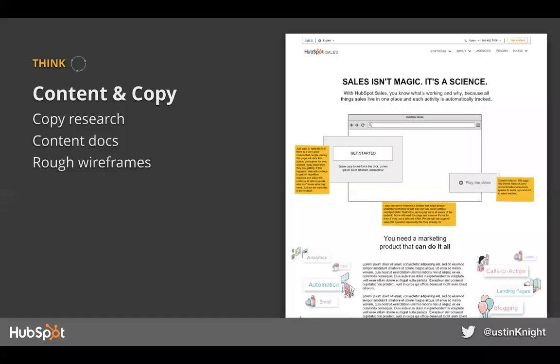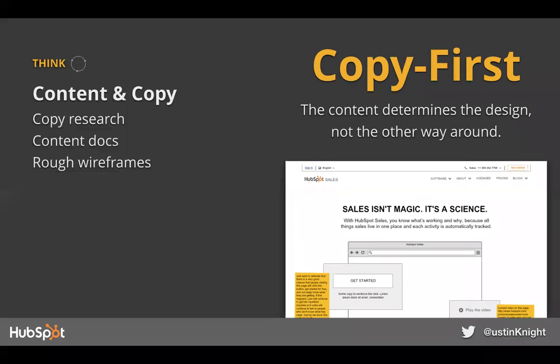What you're really looking at here is copy first design, which is to say that the content determines the design, not the other way around. We do copy first, we do content first before we touch the pixels. And this is important to us because we've seen in previous copy v copy tests that copy alone can increase conversion rates in the neighborhood of 20%. So that was critical to that goal that we had to increase conversion on this site.